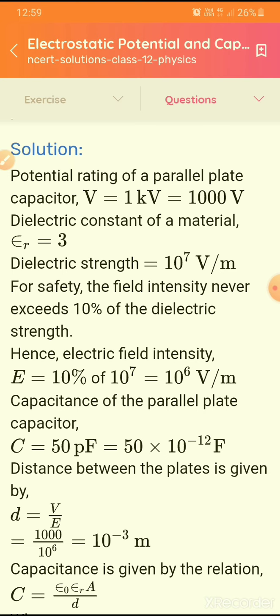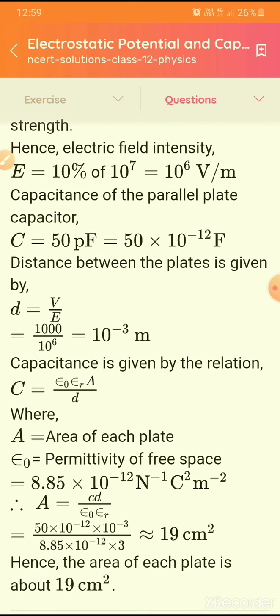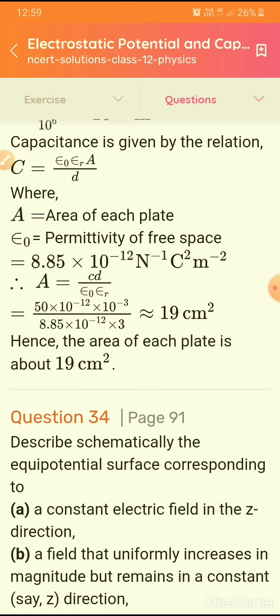So the capacitance formula will be C is equal to epsilon naught epsilon R A divided by D, where A will be the area of the glass plate. And epsilon naught, we already know, is the permittivity of free space, and the value will be 8.85 into 10 to the power of minus 12 Newton inverse coulomb squared into meter inverse squared.